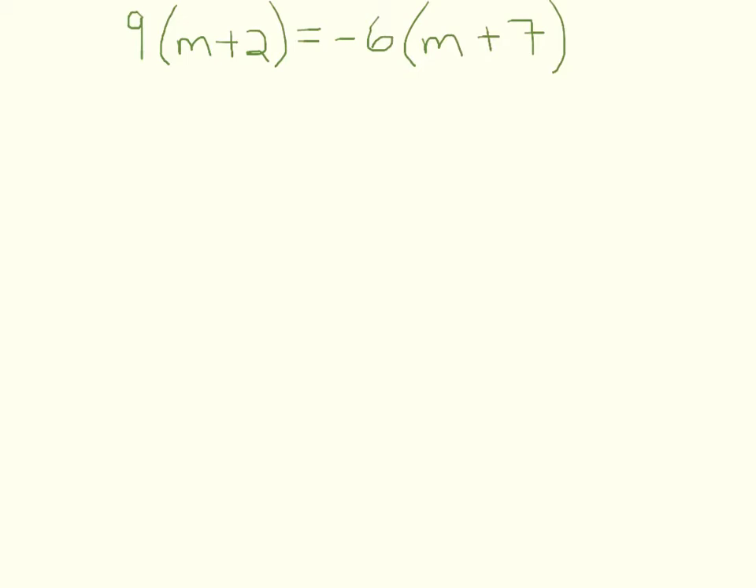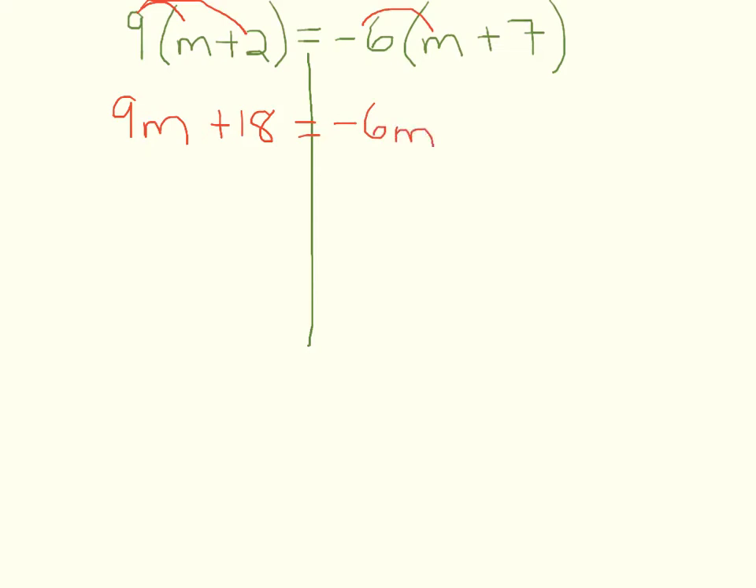Okay, and now for example 2. 9 times m plus 2 equals negative 6 times m plus 7. First step is to distribute everywhere, and in this case we have to distribute on both sides. So we have 9 times m, which is 9m, and then 9 times 2, which is plus 18, equals negative 6 times m, which is negative 6m, and negative 6 times 7, which is negative 42.